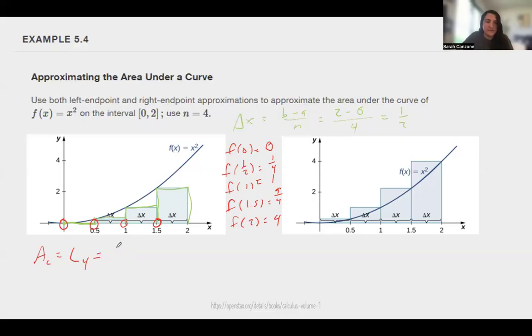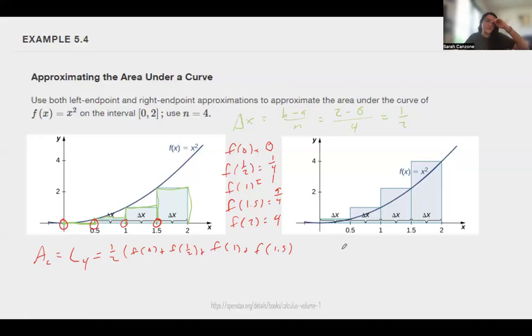Again, since we know the change in x is constant, this is going to be the change in x times the sum of these function values. I will just write them from the start. So the change in x we said was 1/2 times, well, the first one is f at 0 plus f at 1/2 plus f at 1 plus f at 1.5, not 1 over 2. We have that one already. 1.5. And you notice that's all of the rectangles we have.